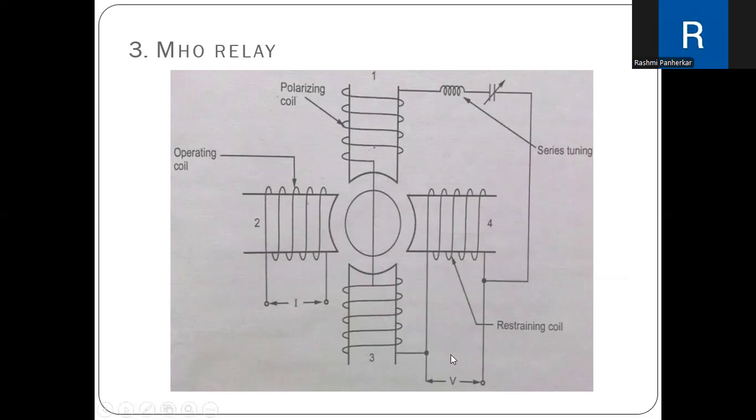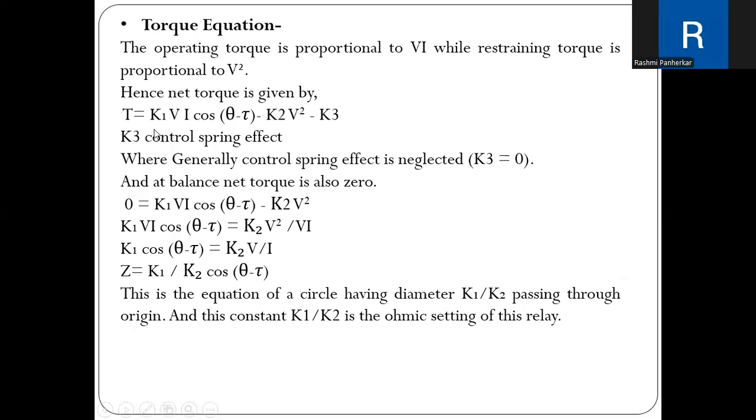Let's see the torque equation. So there is the torque equation. According to this torque equation, the operating torque is proportional to the voltage and current, while the restraining torque is proportional to the V square. That means two torques are produced, operating torque and restraining torque, and the spring torque we have to neglect.